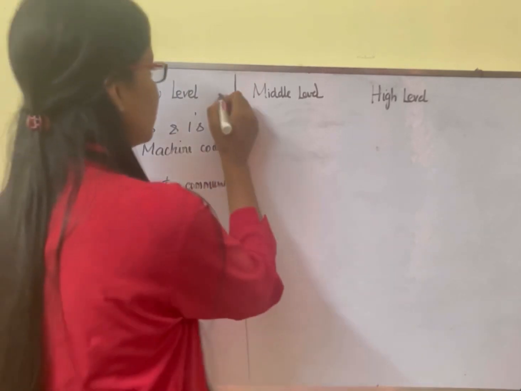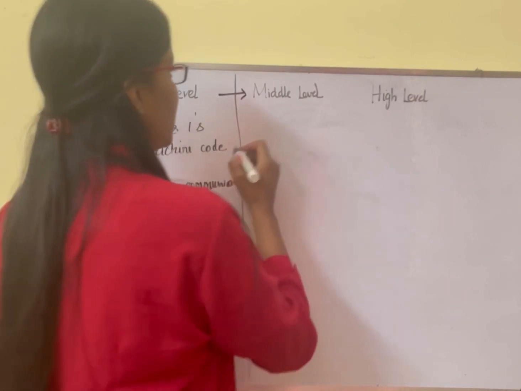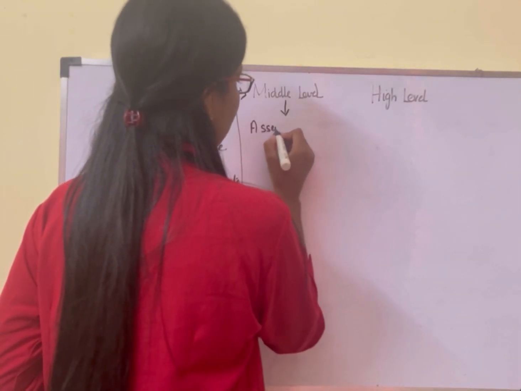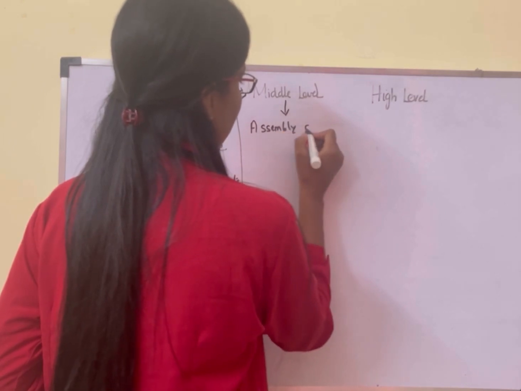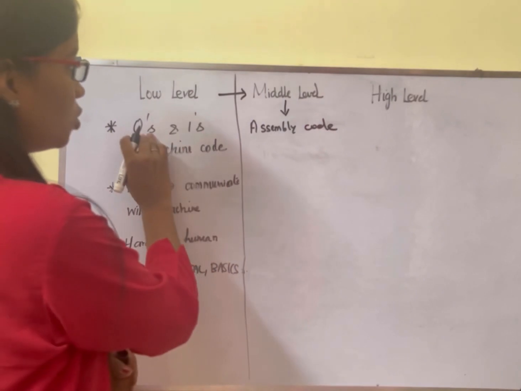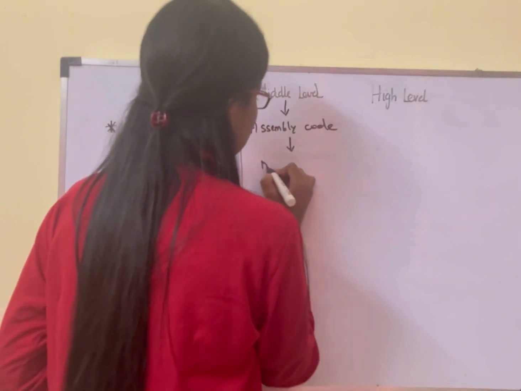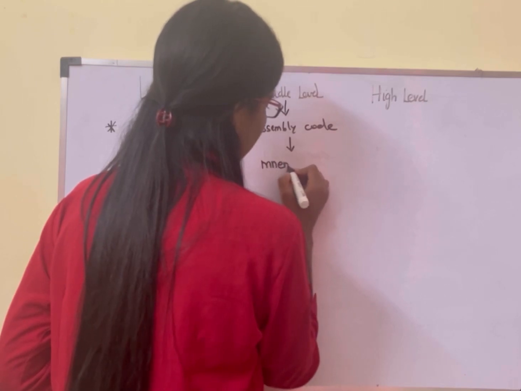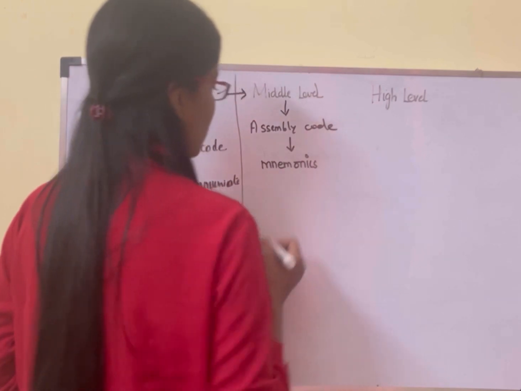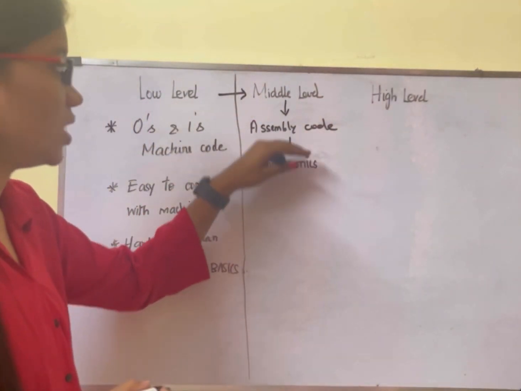There was a small development from low level to middle level programming language. Middle level programming language contains assembly codes. This is machine code which has only zeros and ones. Assembly codes are one which has mnemonics in their coding. So we have to write program in the form of mnemonics, that is known as assembly code.